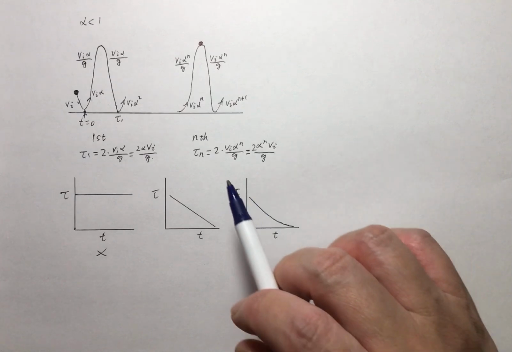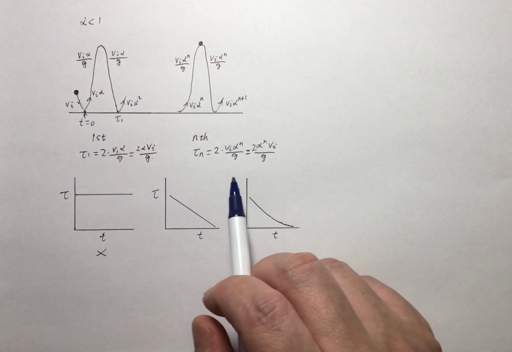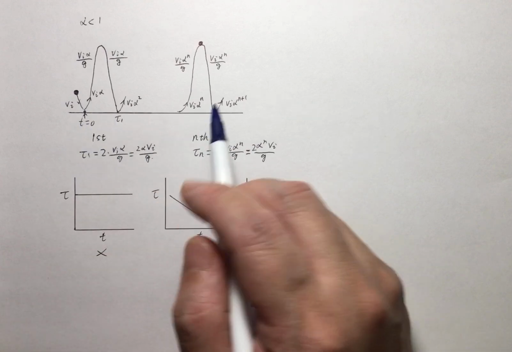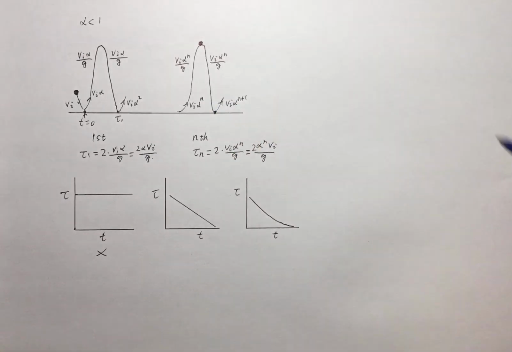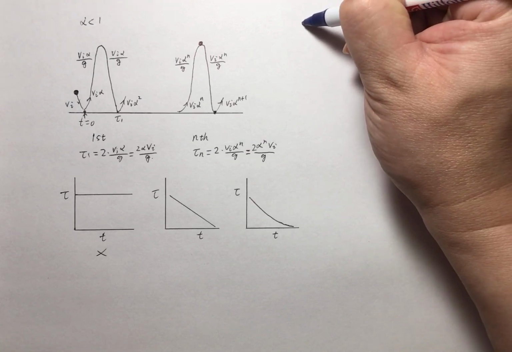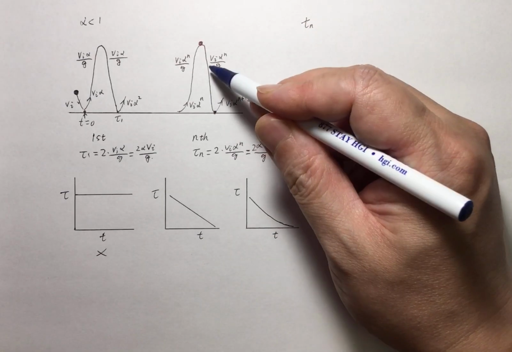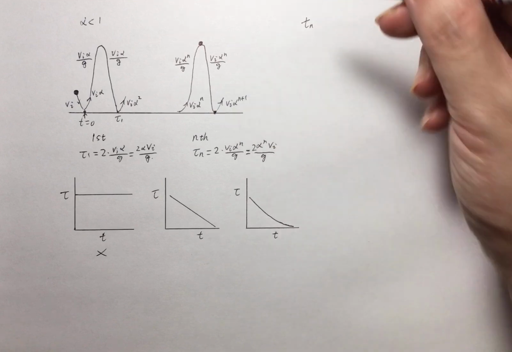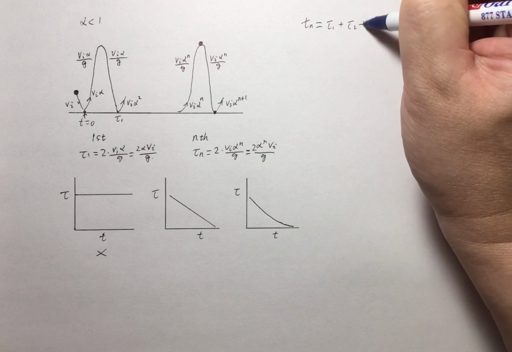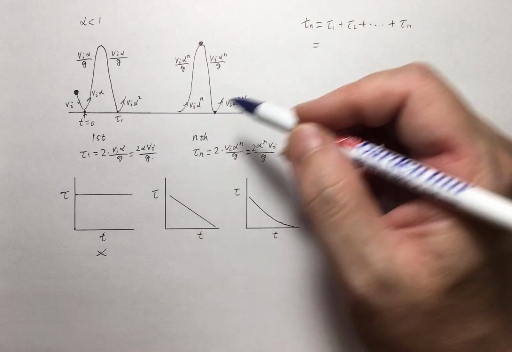The total time from time 0 to this point, when we finish the nth bouncing, will be t total. We call it tn because it represents the case where the nth bouncing has just finished. So tn is tau 1 plus tau 2 plus all the way to tau n. So we plug this in here.